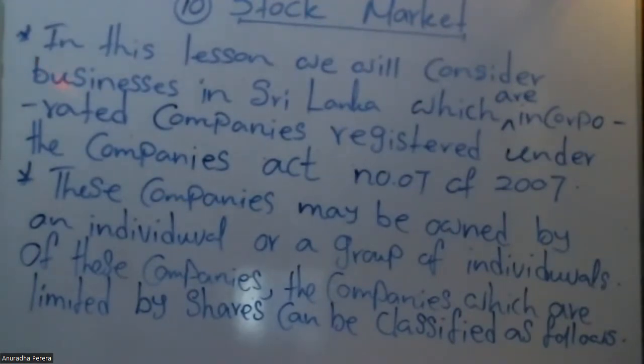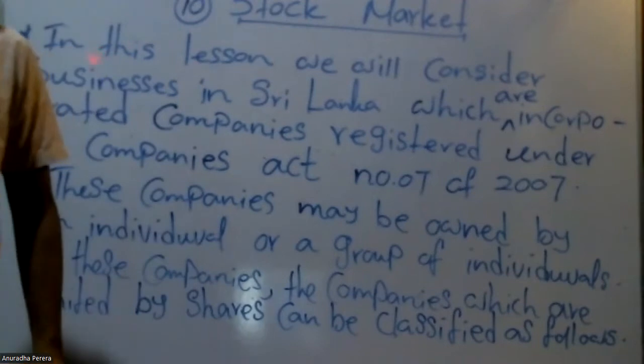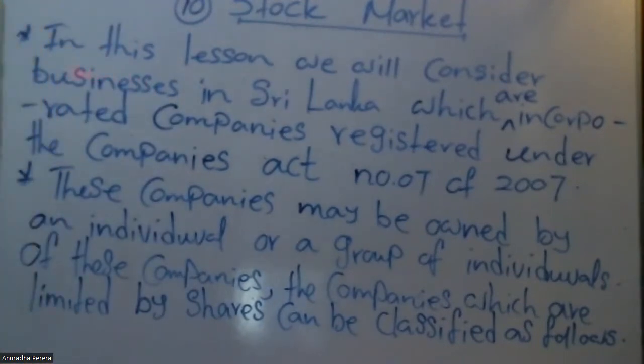What are they? Private limited companies and public limited companies. Normally, public limited companies raise capital to commence or continue their business by issuing shares to the general public. They issue shares to the public, right? So we can buy shares. We can invest.